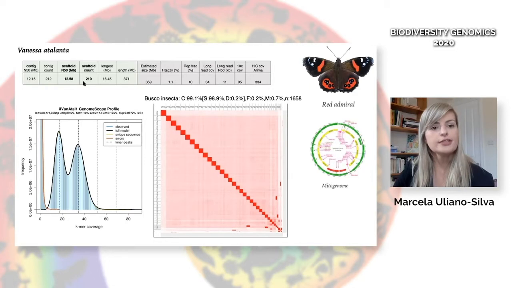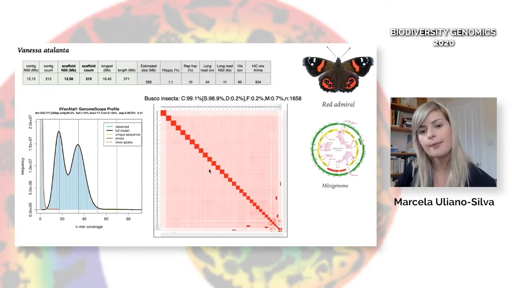So here you see the result of that pipeline I just showed you. We have assembled 171 million base pairs into 210 scaffolds, where 50% of the genome is in scaffolds that are 12 million base pairs or longer. That's our scaffold N50.